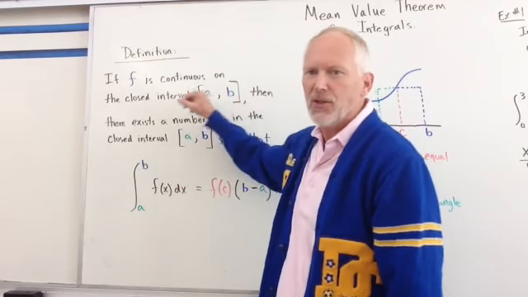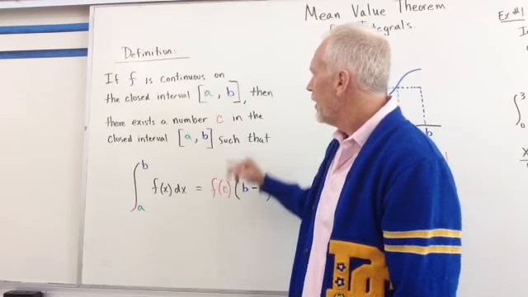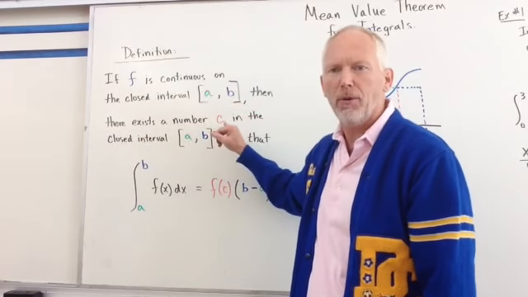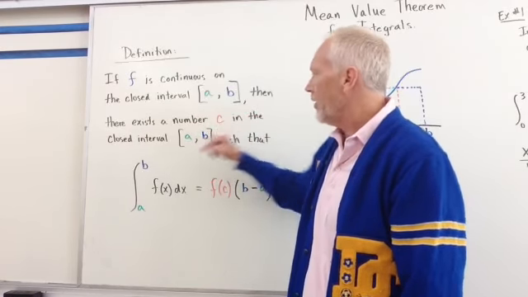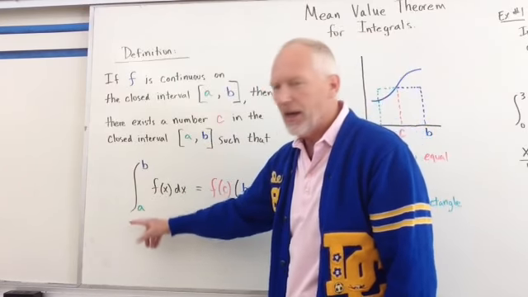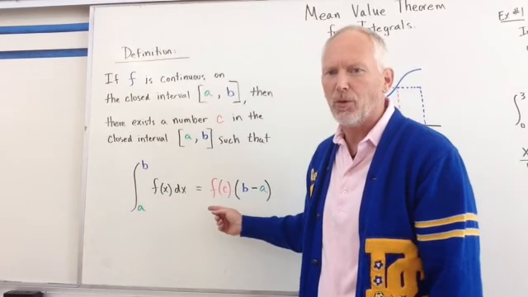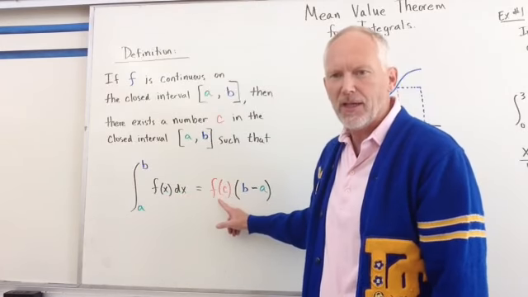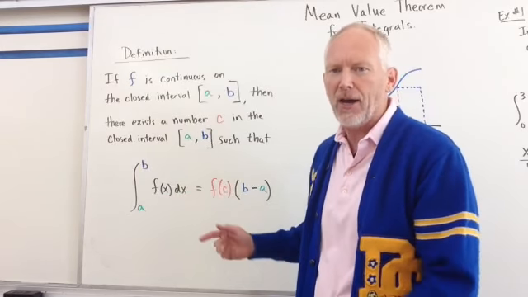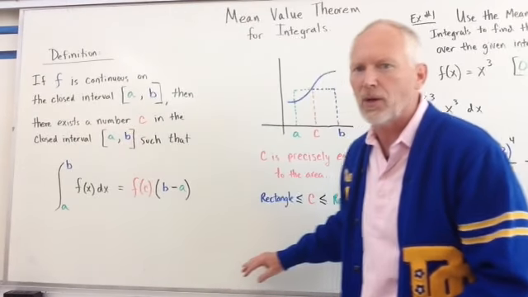So, if it's continuous on a closed interval from a to b, then there exists a number c in the closed interval from a to b such that the integral, or the area of f of x dx, is equal to f of c times b minus a. Alright, so what are we trying to say there with that? Well, let's look at a quick little picture.